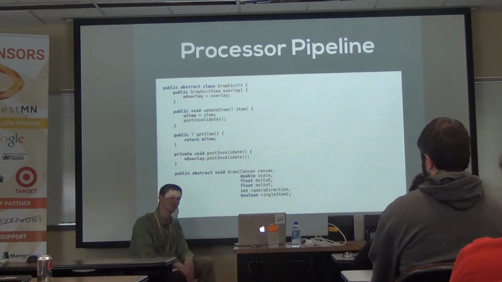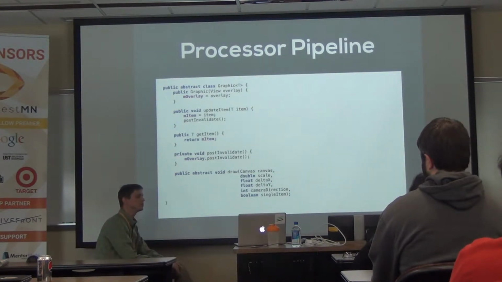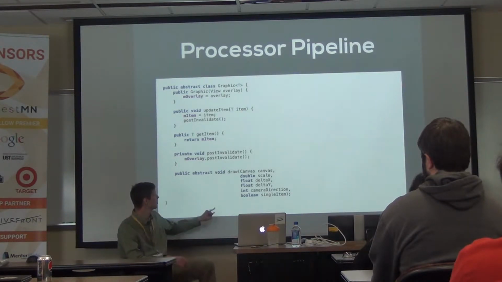Post invalidate will tell the base overlay to invalidate itself, so it will redraw, and in that overlay's draw method, it's going to call out to this draw method for each associated graphic.